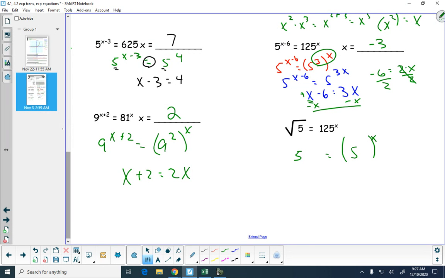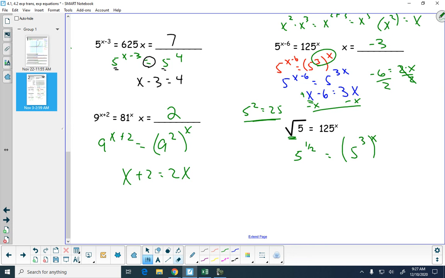Tess, how can you write square root of 5 as an exponent? 5 to the what power? How do we deal with the square root? Because if I write 5 squared, that gives me 25. But that gives me the value 25. I want the square root of 5. Do you remember? Kirsten, how do you write square root of 5 as an exponent? You write it to the 1/2 power. Okay, we have the 1/2 power.